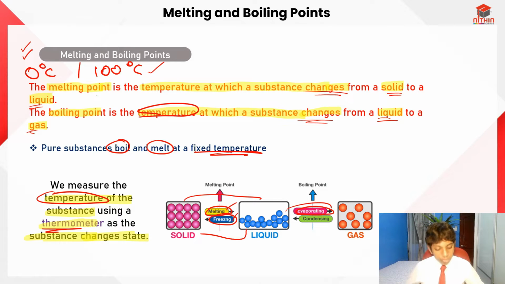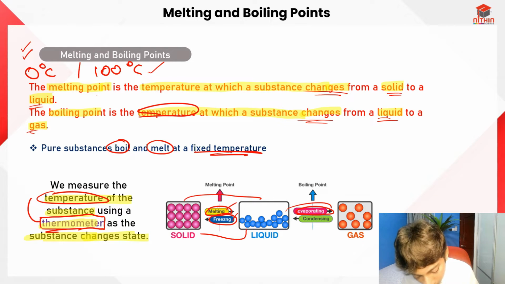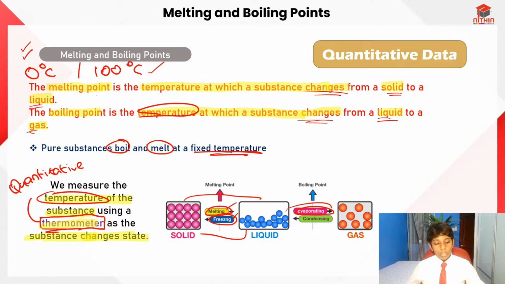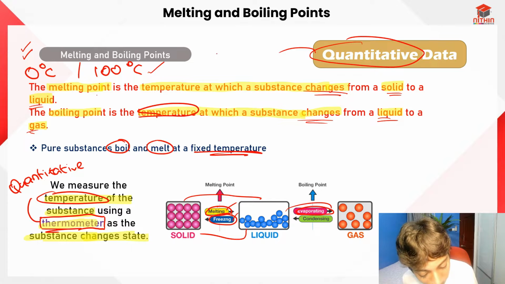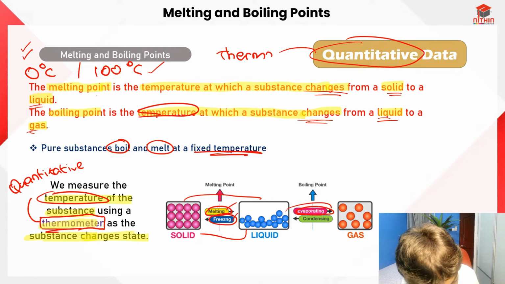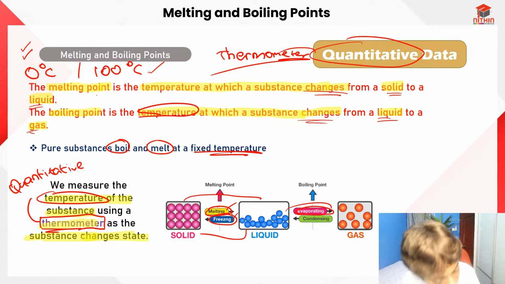So like all of them, we take a look at what kind of data we are collecting. We already know that we are collecting quantitative data because of this word here, thermometer. So we are collecting quantitative data because we are using instruments such as the thermometer. I hope you understood that. Now let's move on to the next physical property.